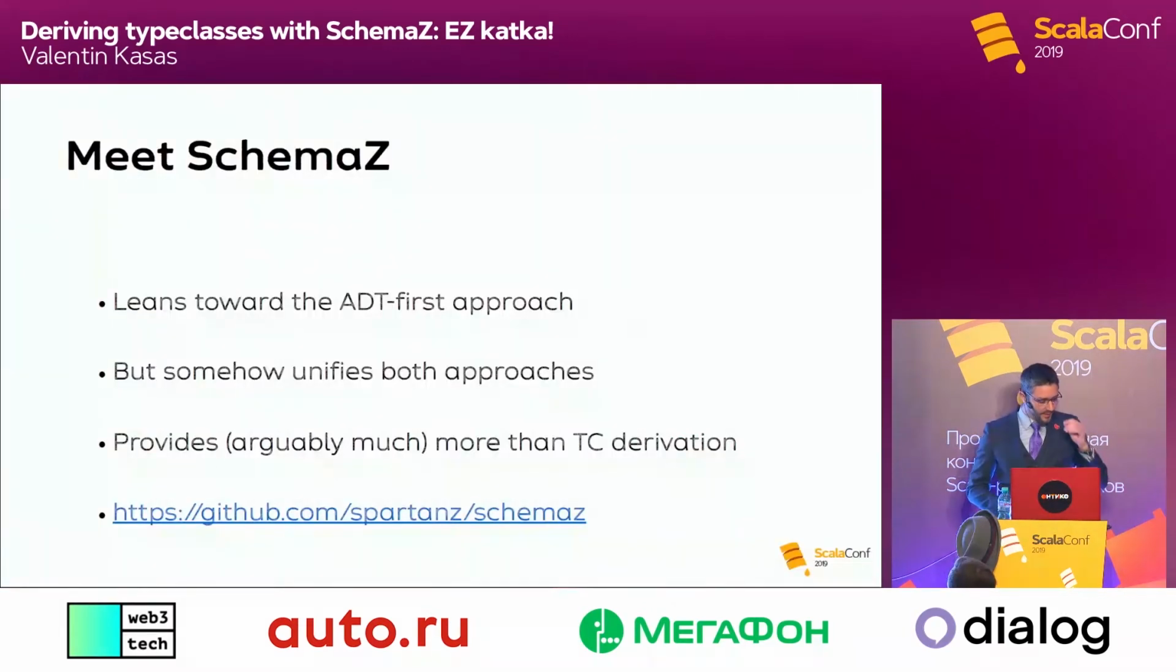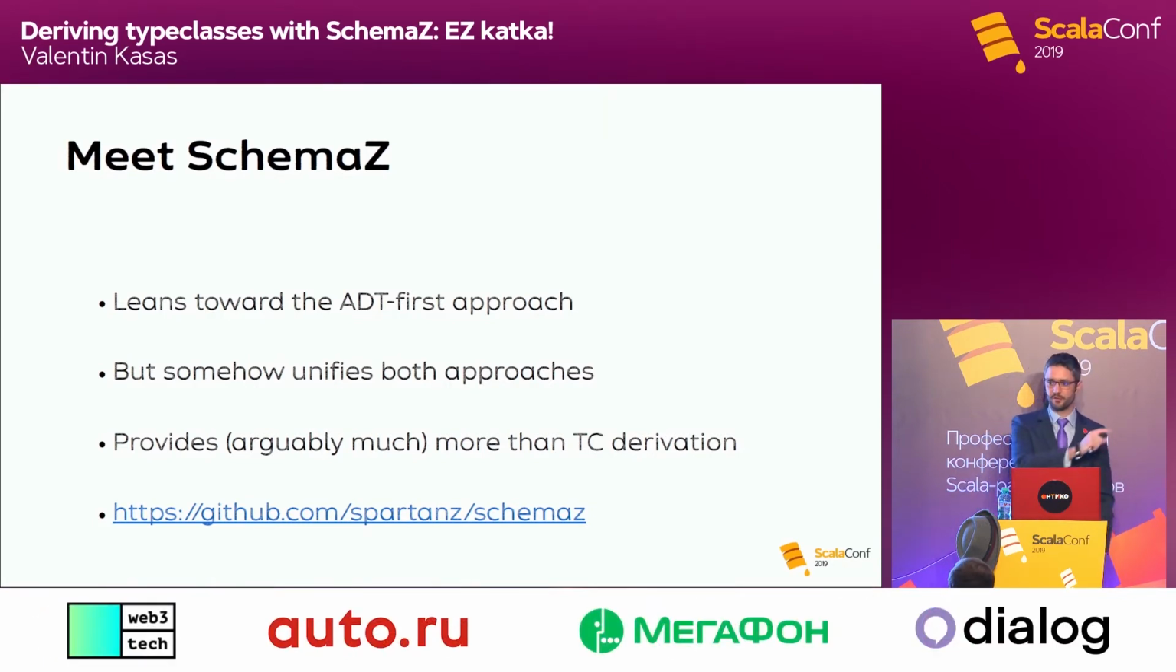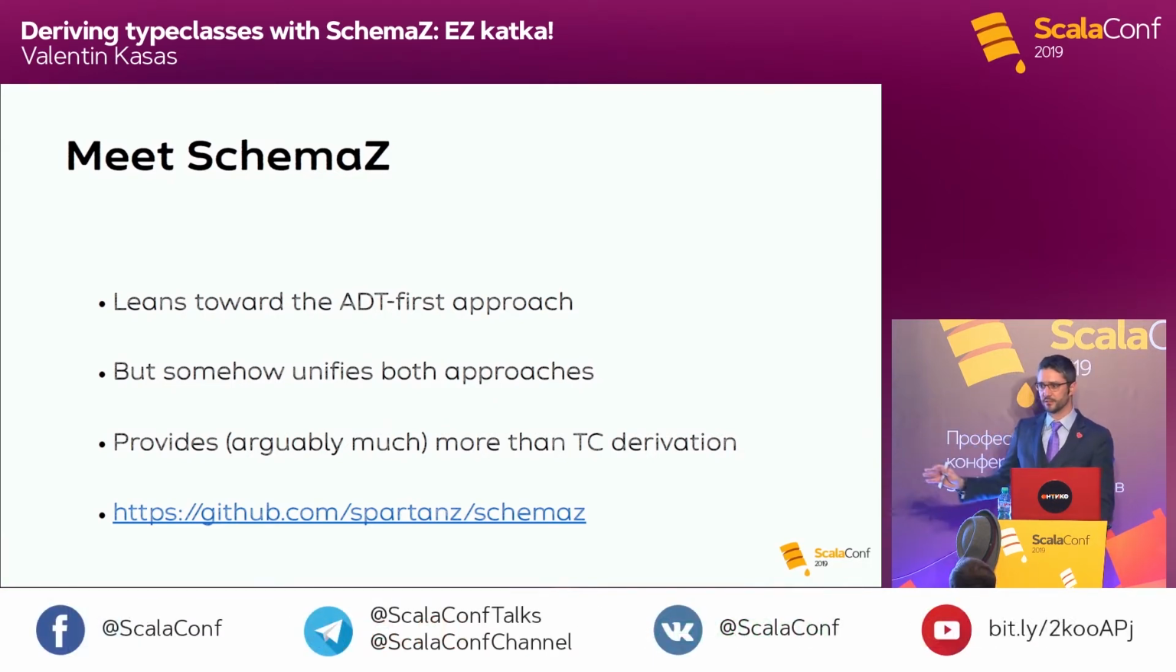So SchemaZ takes an approach that is similar to Shapeless and Magnolia, meaning that it revolves around a representation of the structure of your ADTs. But arguably, we could say that it unifies both approaches, the ScalaZ deriving from the type class and the Shapeless approach from the ADT. And also, it brings a lot more than just type class derivation, but that's outside the scope of this talk. But we can talk about it later if you want. And here is the link for the project itself.